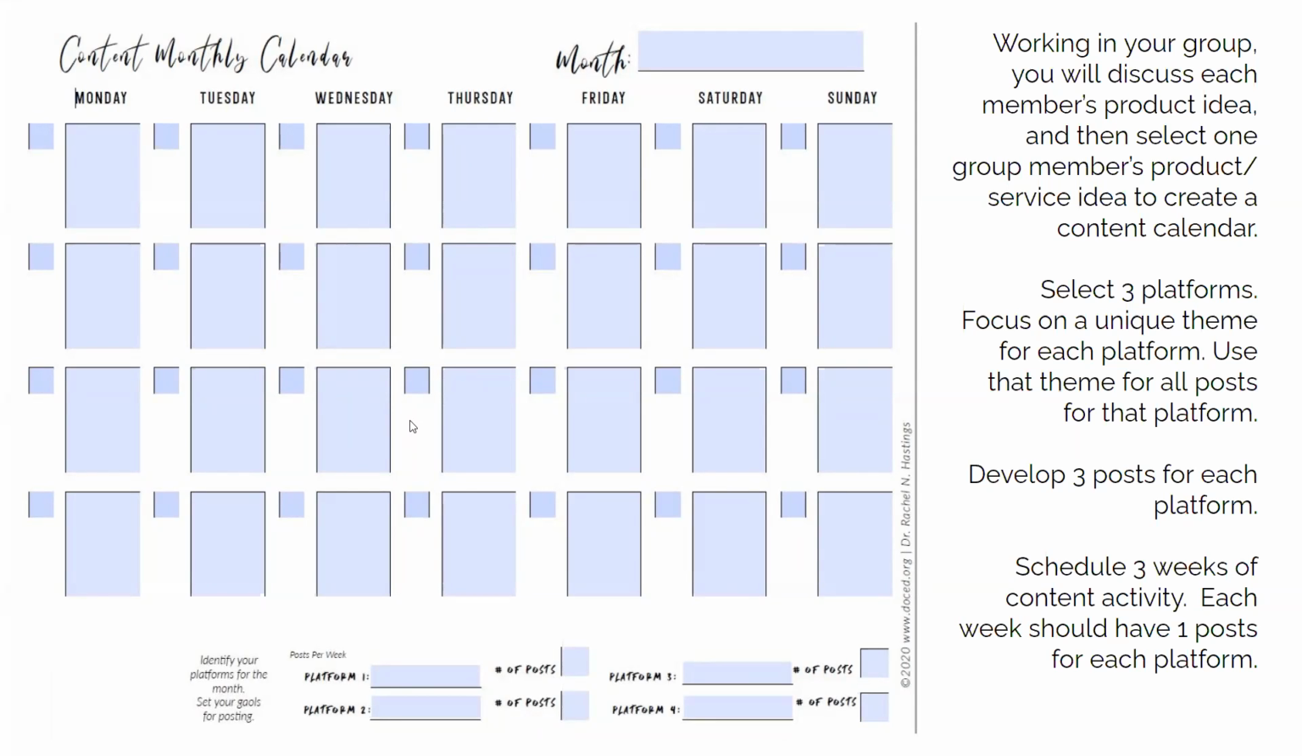Then your third platform, maybe it's Twitter. And you're going to have product news, because you know Twitter is news oriented. You're going to have three tweets on your calendar as well. 1 in week 1, 1 in week 2, and 1 in week 3.